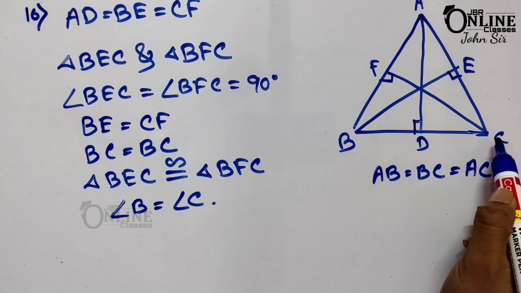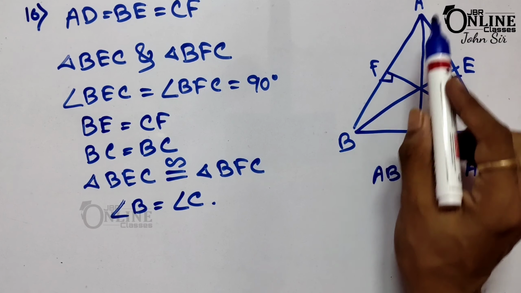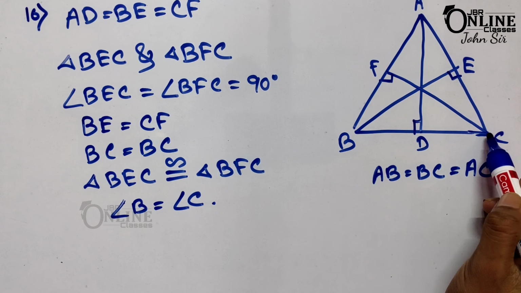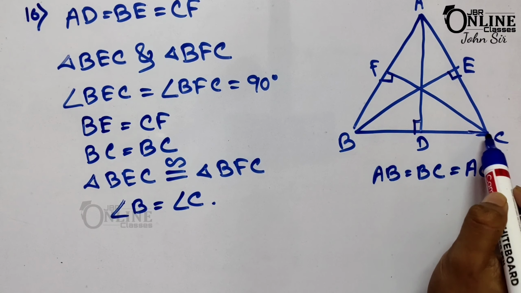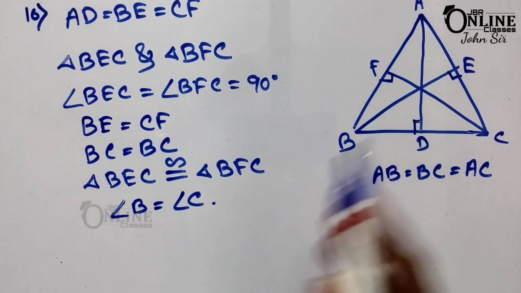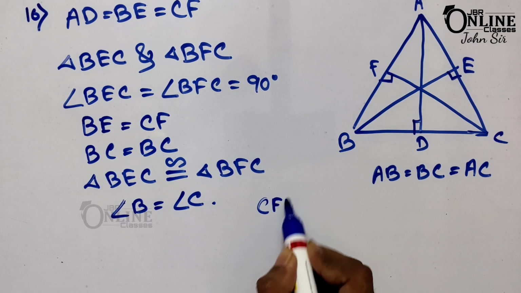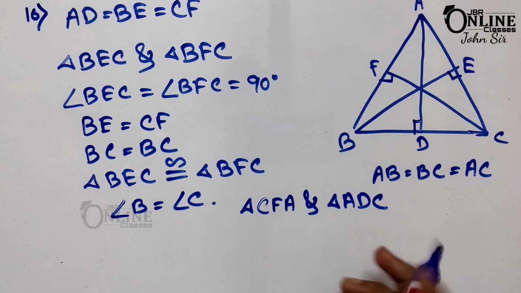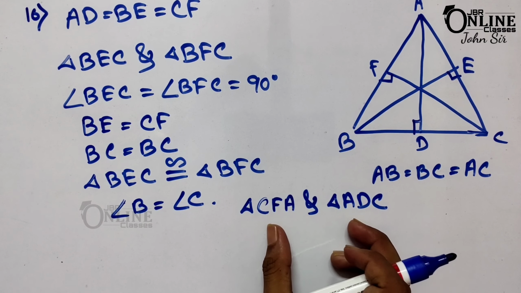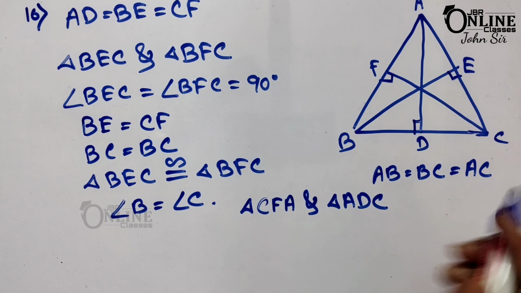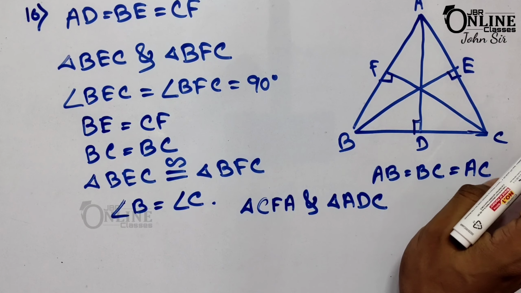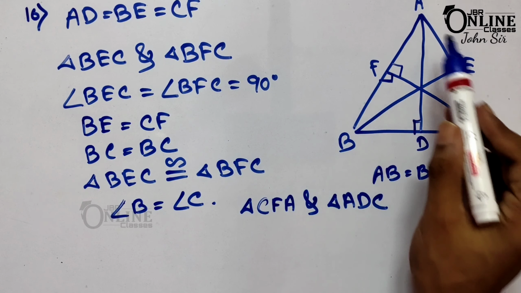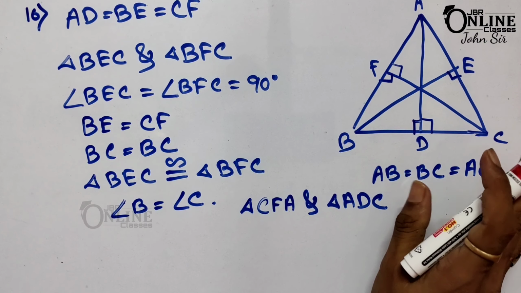Similarly, if you take the triangle CFA and the triangle ADC, just write down here triangle CFA and triangle ADC. You can also prove these two triangles will be equal, because here also you have 90 degrees. Here in CFA this angle equals 90, and in ADC this angle equals 90 degrees.